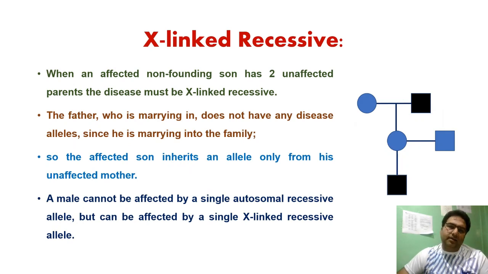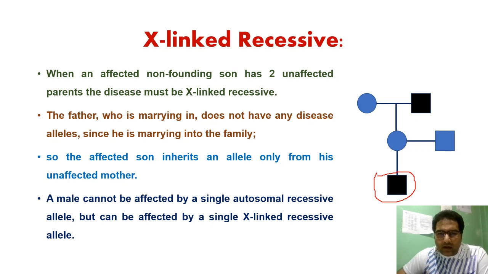The third condition, what we are going to see here, is when an affected son has two unaffected parents. Now here we are seeing that this very son has two unaffected parents. The disease must be X-linked recessive. When this son has two unaffected parents, then the disease must be an X-linked recessive disease.